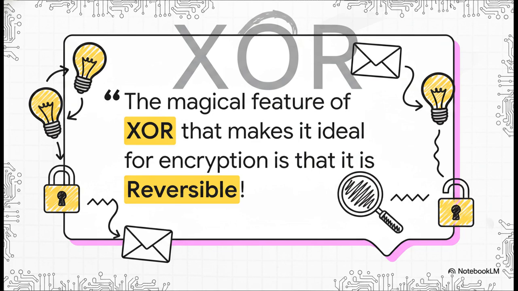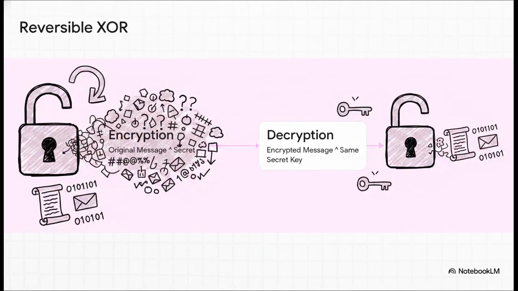Well, check out this quote. The magical feature of XOR that makes it ideal for encryption is that it is reversible. This right here is its ultimate superpower. It's the perfect spy tool because whatever it scrambles, it can unscramble just as easily, simply by using the exact same rule. Here's how this builds the perfect lock.